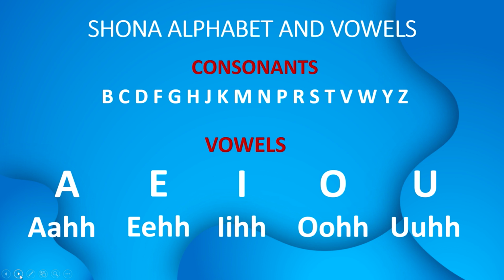So right now I'm going to explain to you how you pronounce the vowels in Shona. Let me start with A. A in Shona, you pronounce it as A. A. And then we go to E. In Shona, you pronounce it as A. A.